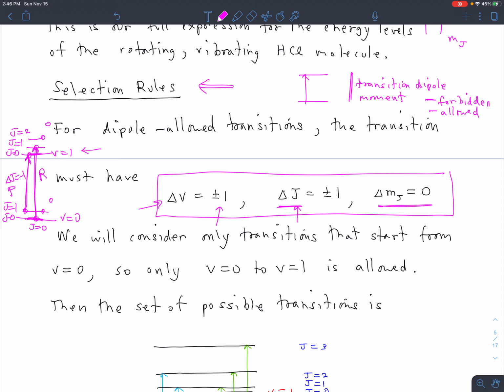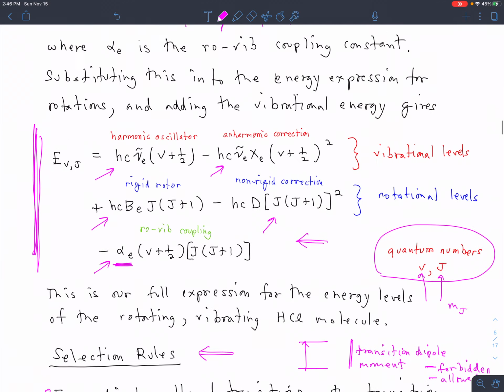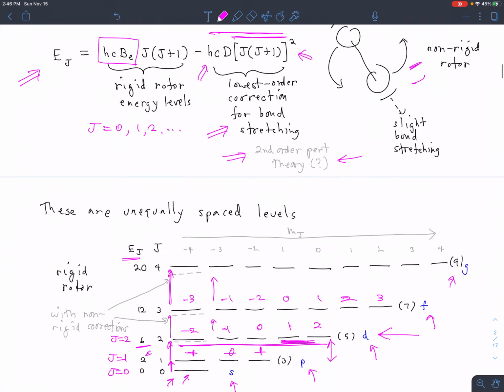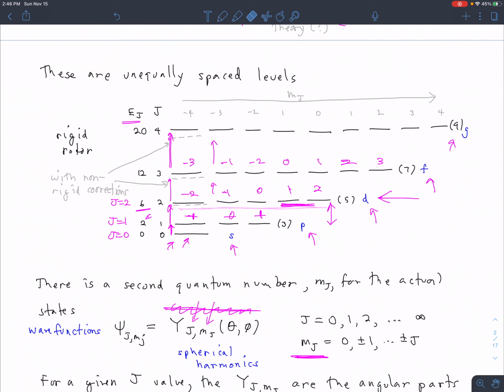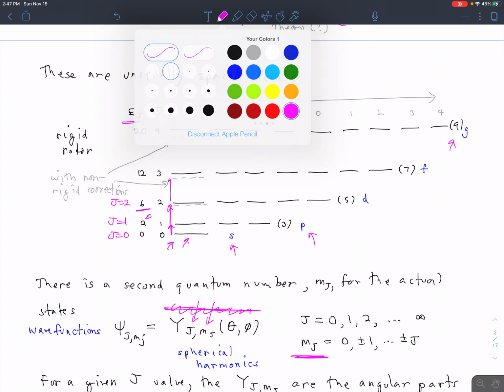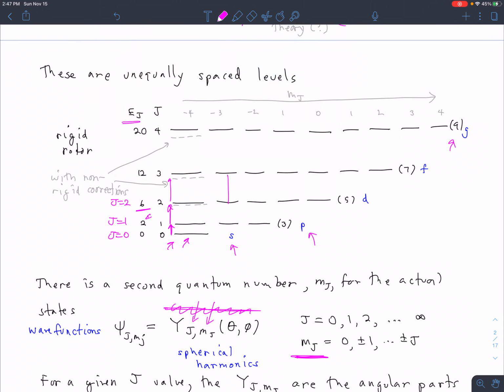And delta M sub J has to be 0, which means, if we go back up here, that if you're making a transition between two levels, you have to stay with the same M sub J value. I erased all the M sub J values, but this would be minus 3, minus 2, minus 1, 0, 1, 2, 3. This is minus 2, minus 1, 0, 1, and 2.